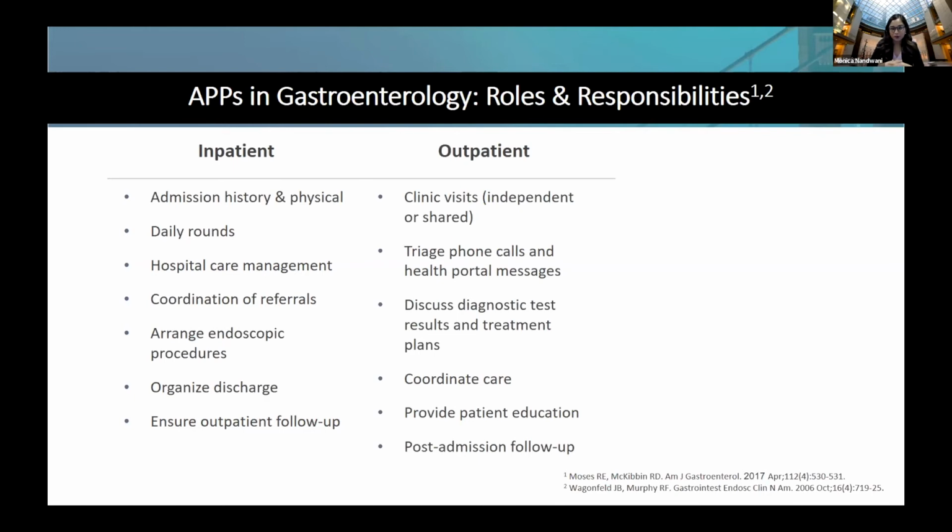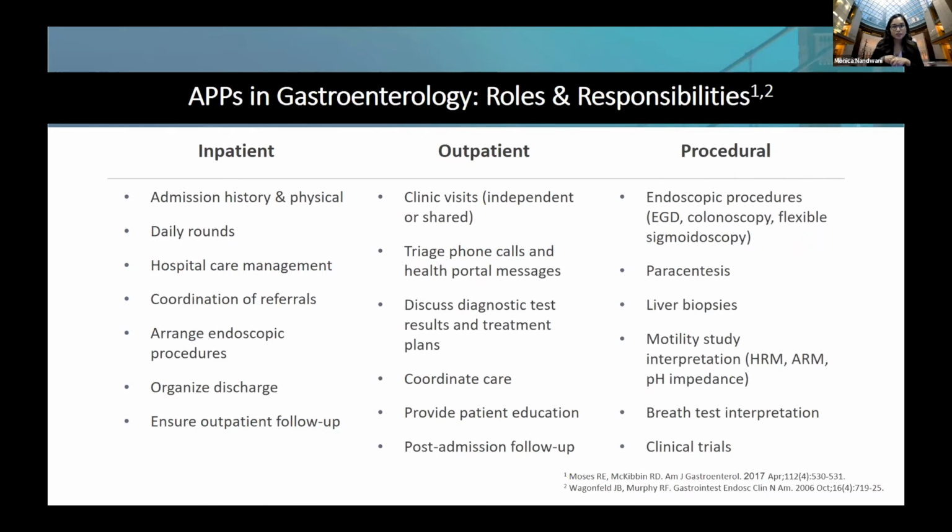For outpatients, that's where I've spent most of my career in GI. In the outpatient setting, APPs can be involved either in independent or shared clinic visits. We triage phone calls and health portal messages, discuss diagnostic test results and treatment plans. We coordinate care and provide patient education and post-admission follow-up.